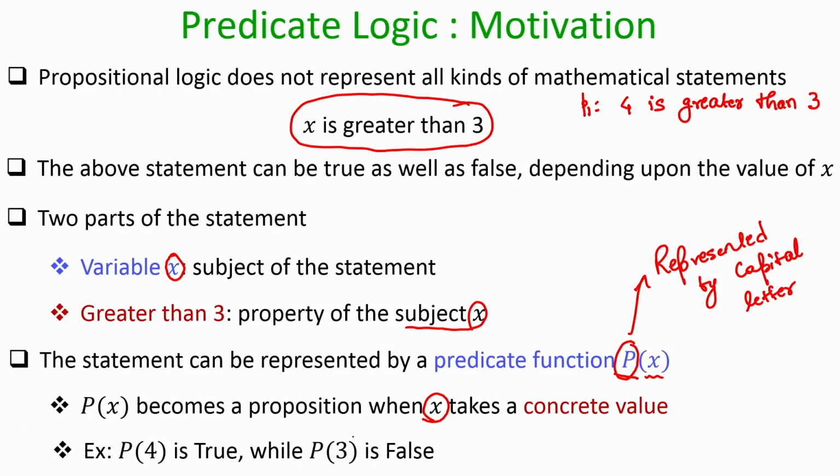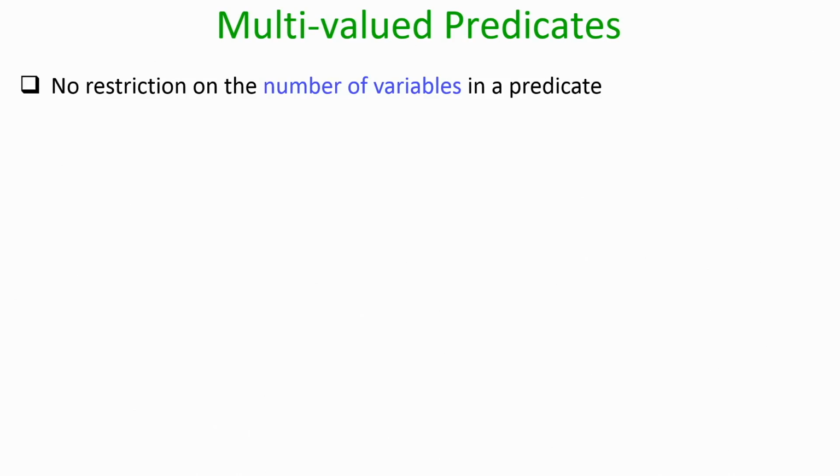Whereas P of 3 is another proposition, say P2, which is the statement 3 is greater than 3. This is a proposition because it is a declarative statement and the truth status of P2 is confirmed: it is a false statement. There is no more ambiguity left. So, now you can see how we can deal with statements where we have some abstract variable and we want to declare some property about that variable using these predicate functions.